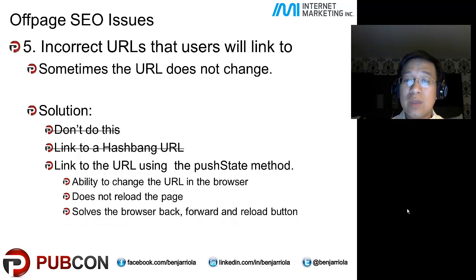And my solution there is to use the push state method. The push state method is something more for newer browsers. And what you could do in the push state method is you could change the URL even if the page does not reload. So when people copy and paste that URL, it would be going to the right piece of content. And when you use the push state method, it also solves the problem of the back button, forward button, and even the reload button. So just to make sure that the right piece of content is loading.